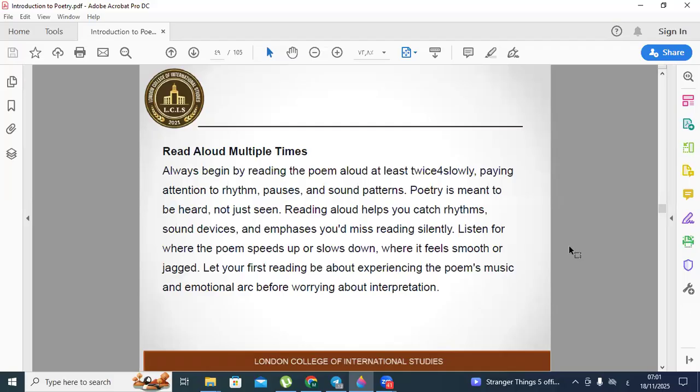Let your first reading be about experiencing the poem's music and emotional arc before worrying about interpretation. Do not stop to analyze yet. Just listen to how the poem sounds, how it feels in your mouth, how it affects you emotionally. Then read it again, starting to notice patterns and details.